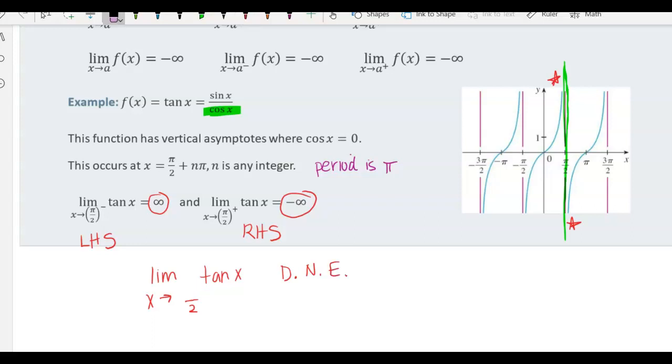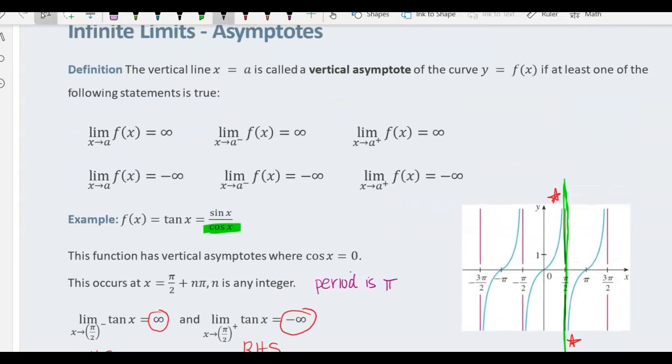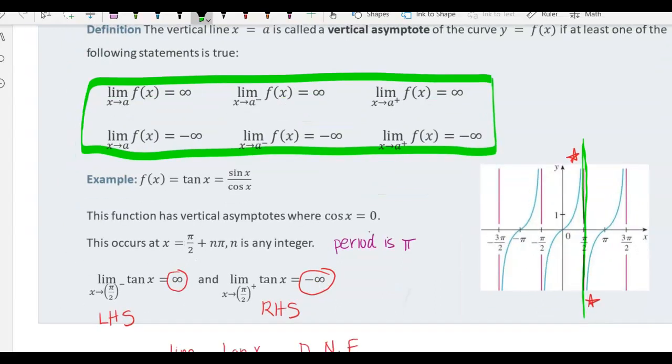Notice that what I'm saying is I'm not necessarily considering from the negative side or the positive side, just overall. Just to reiterate, the various notations that we can have are all listed here, right? And this is just saying these are all the possibilities of what we can get, positive or negative infinity approaching from left and right.